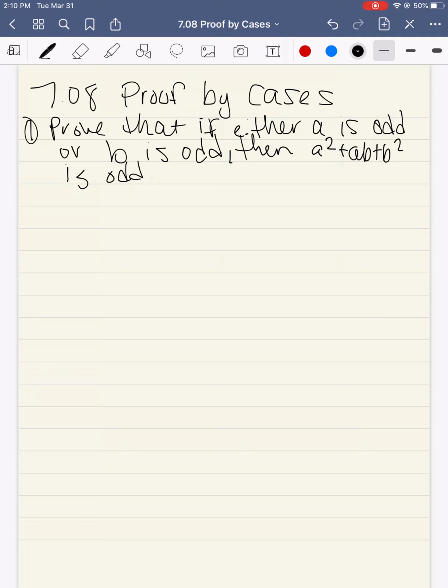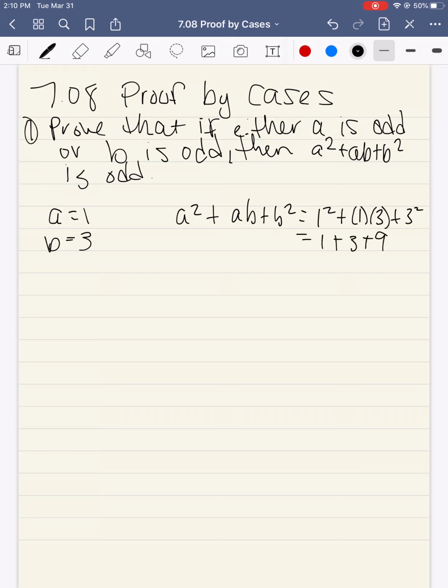So it's saying if either A is odd or B is odd. Well, let's just say they're both odd. Let A equal 1, B equal 3. Then a squared plus ab plus b squared would be 1 squared plus 1 times 3 plus 3 squared. Well, that'll be 1 plus 3 plus 9. That'll give me 13. So that one is true.